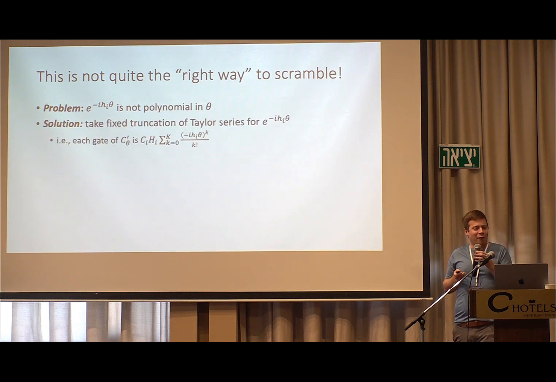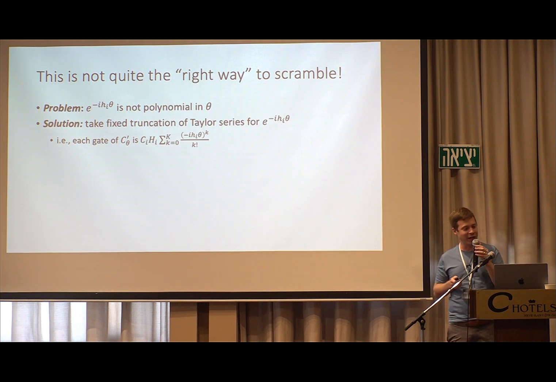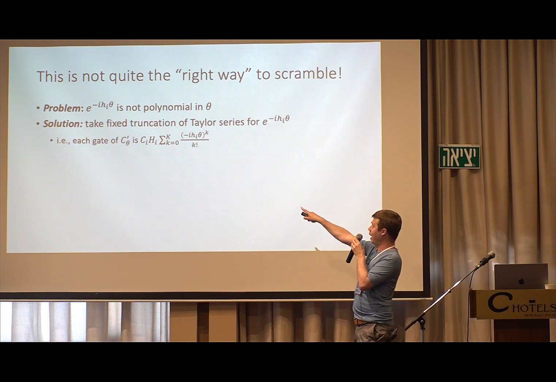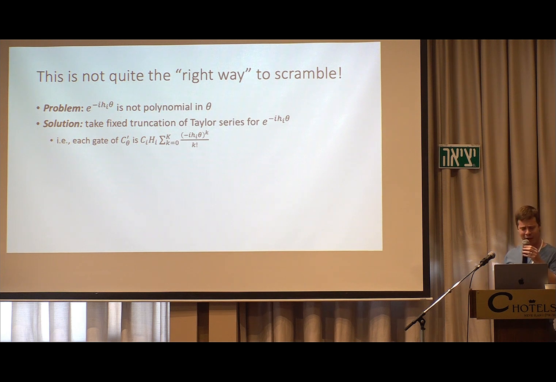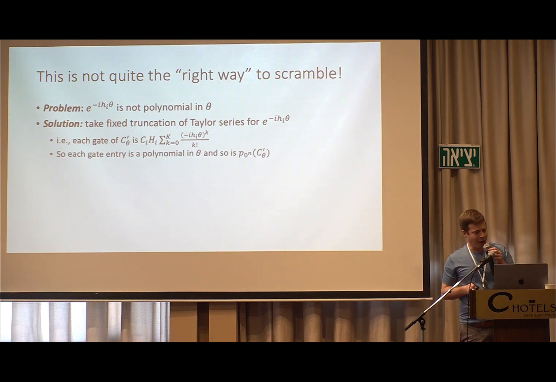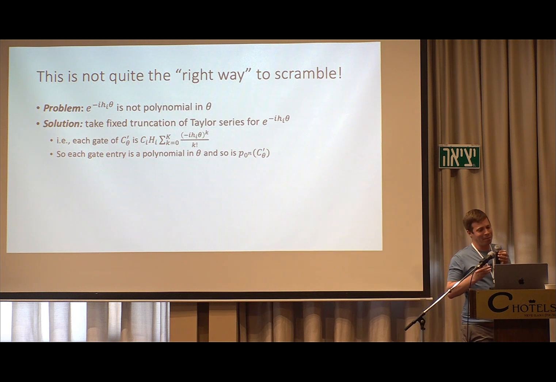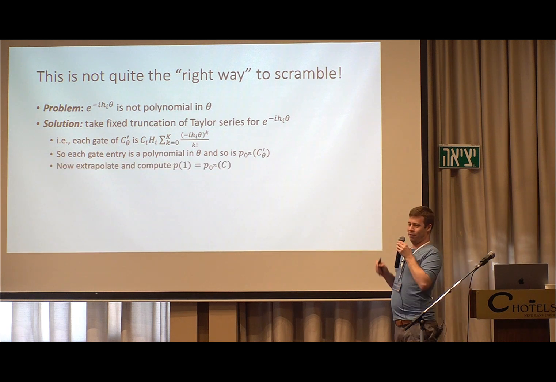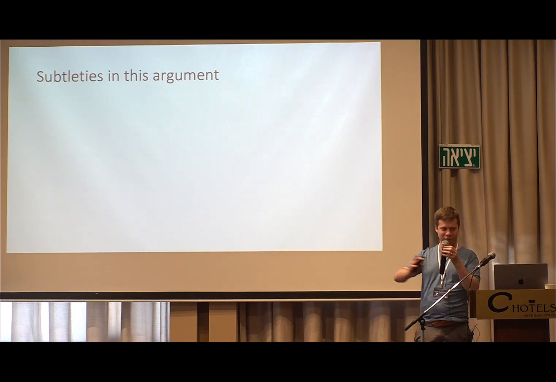Our first paper fixes this in the way any good physicist would fix this, which is to take a fixed degree Taylor series truncation of e to the minus i h_i theta. So in other words, here's the final way we scramble. We make each gate in the new scrambled circuit C prime sub theta equal to C_i times H_i times the kth order Taylor series truncation of e to the minus i h_i theta. So now, each gate entry is a polynomial in theta because the Taylor series is a polynomial in theta. And then by the path integral, so is the output probability. We can now extrapolate, evaluate the extrapolated polynomial at 1, and we're in business, except for some subtleties, which turn out to be the root of the technical work in this paper.